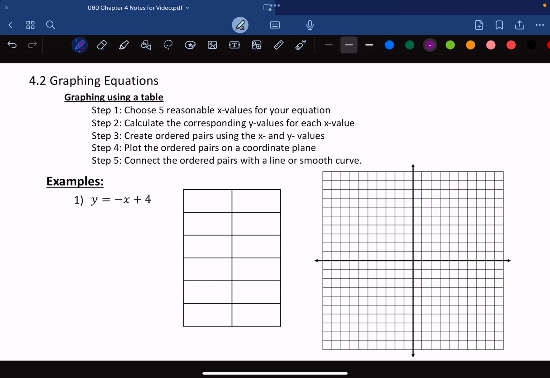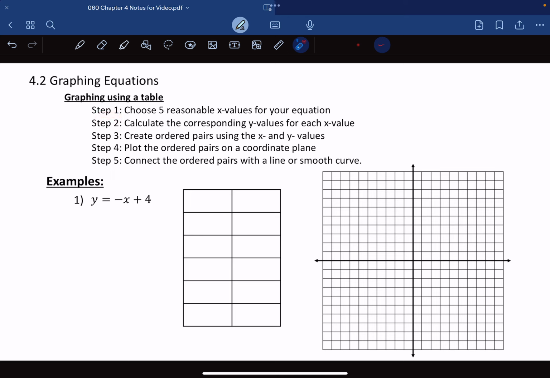Now that we can plot points on a coordinate plane, we're going to look at graphing equations. As I mentioned, there are a variety of ways to graph linear equations, and we are going to look at a few of those in this chapter. But we are starting today with graphing using a table. So I've kind of lined out 5 steps for you for doing this.